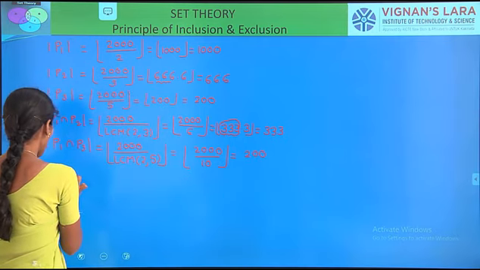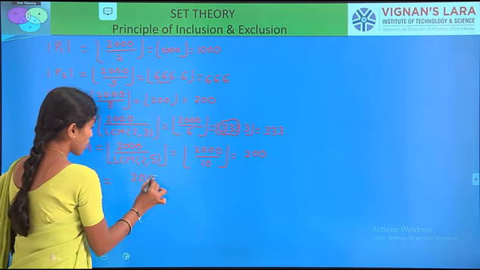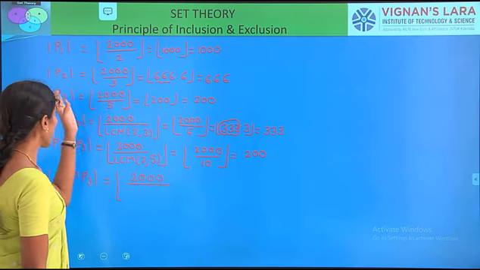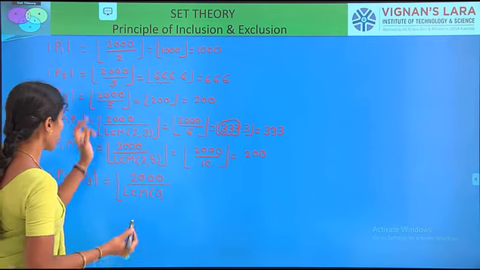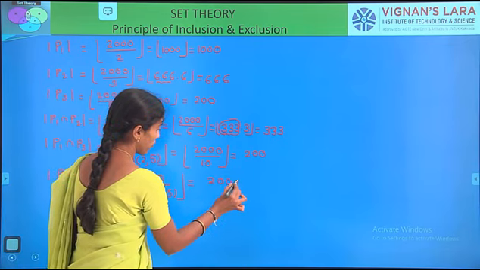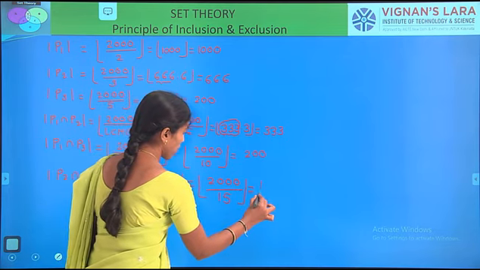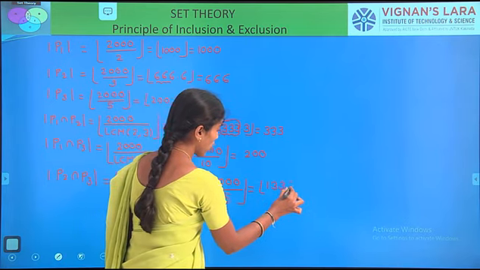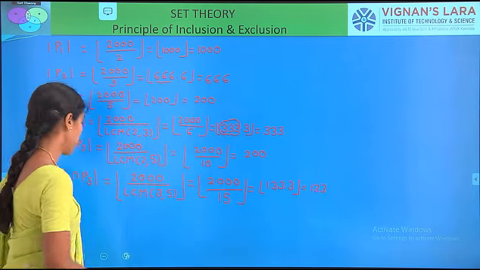Next, the cardinality of P2 intersection P3. So the floor function of 2000 by the LCM: the P2 property is divisible by 3, and the P3 property is divisible by 5. So the LCM of 3, 5 is 15. So 2000 by 15 is 133.3. So its integer part is 133.